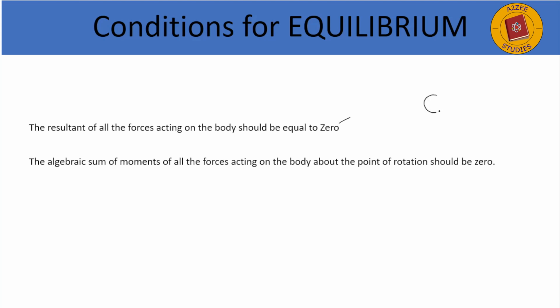For example, a body is here, one man is pushing it this way, one man is pushing it this way, and both the forces are the same, 1 Newton, 1 Newton. So it will be in a static equilibrium. Or as we just studied, if it is falling down but the velocity remains the same, there is no acceleration, so it will be in a dynamic equilibrium.